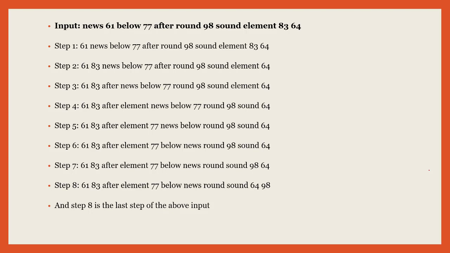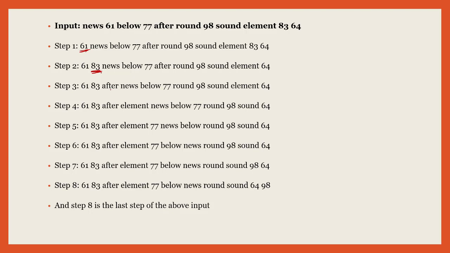So here we have an input string, which is a combination of some words and some numbers. The input string goes like news 61, below 77, after, round 98, sound, element 83 and 64. In this step 1 we see the only change that has happened is we have brought 61 ahead to the left hand side. Rest all have remained in order. In step 2, 83 has been brought forward from the back. Everything else has been followed in order.